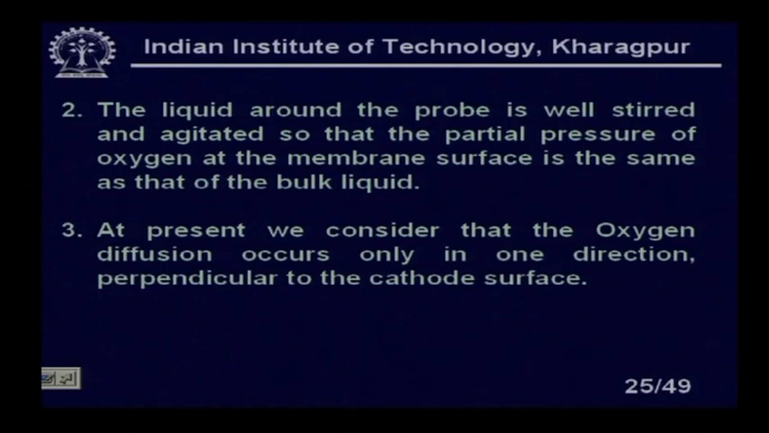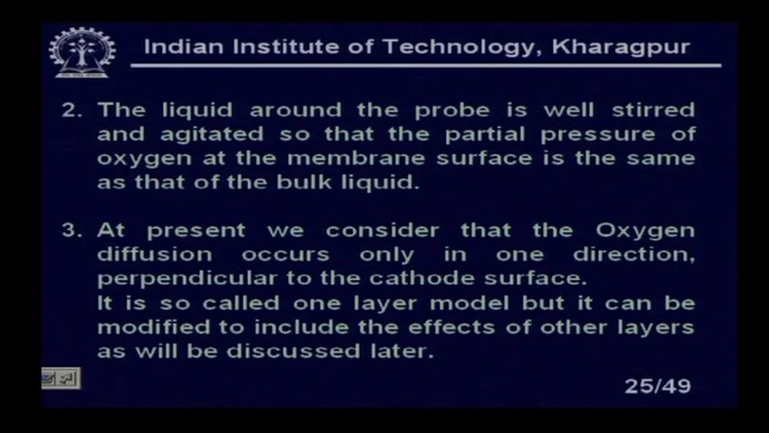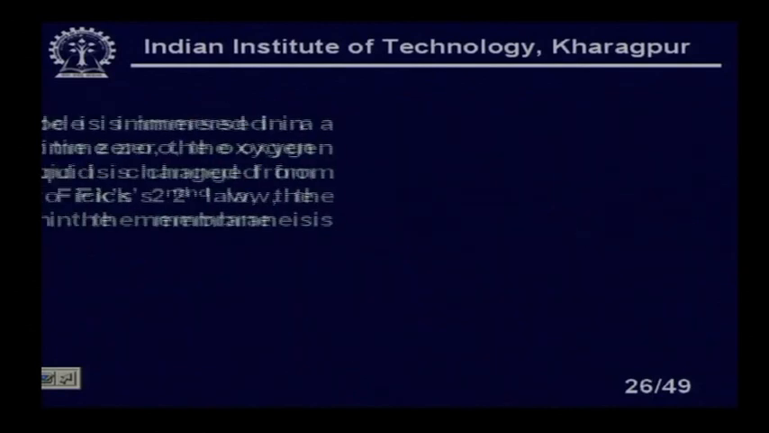At present, we consider the oxygen diffusion occurs only in one direction, that is perpendicular to the cathode surface. Okay? We are assuming one direction only, perpendicular to the cathode surface. It is the so-called one layer model, but it can be modified to include the effects of the other layers, as will be discussed later.